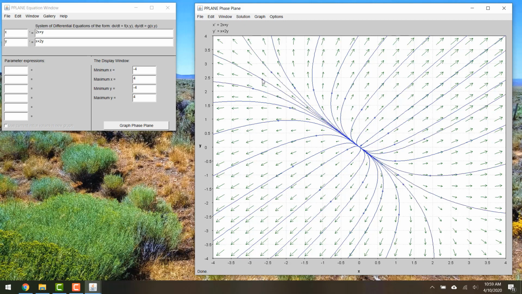In this scenario, we're going to call this a nodal source. So imagine the origin is a node, and it's the source of the solutions, right? The solutions emanate from there, if you will, and go off towards infinity, off in some direction. So this is going to be referred to as a nodal source.